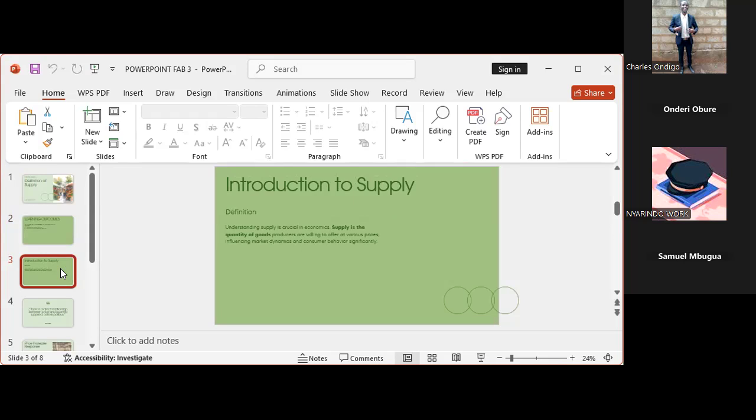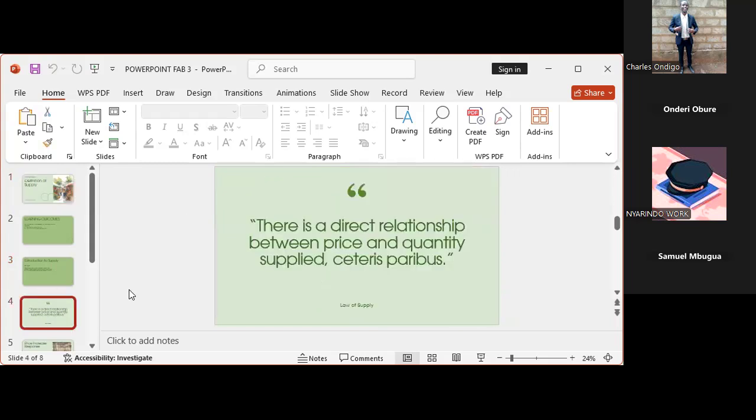One, we must have the quantity of goods and services that the supplier is willing to supply. Also, the supplier must be willing. At the same time, the supplier must be able to supply their goods to the market. So for a supplier to be successful, you must be willing and able. You may be willing to offer something, but you are not able to have the product. So that's why we say supply needs both.